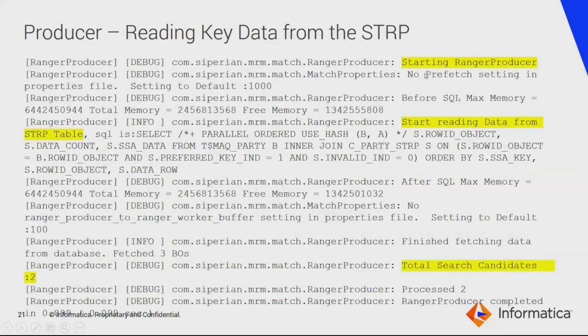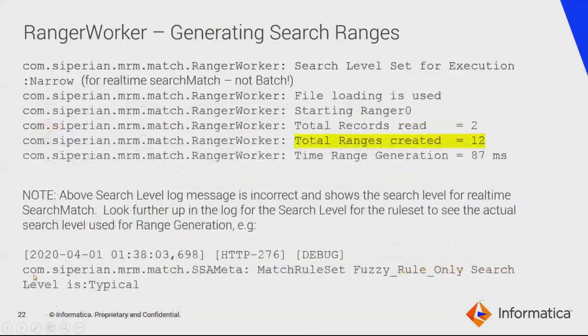we're reading key data, and this is what it looks like in the log, right? We're starting the producer, we're reading data from the strip, and it's saying we finished reading those 2 records in our batch. Once we've read those 2 records, then our Ranger workers will generate the ranges, and of course we generate 12. So if you remember, each record had 6 ranges, so if there's 2 records, we generate 12.